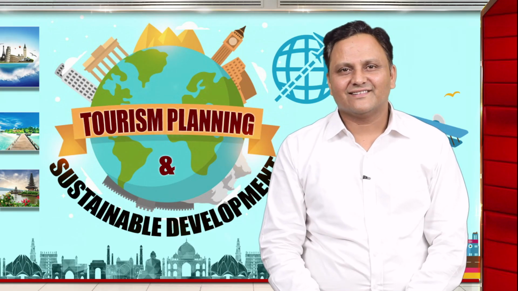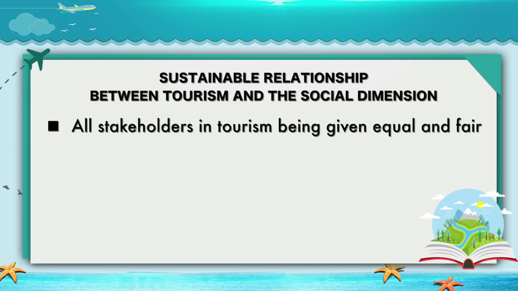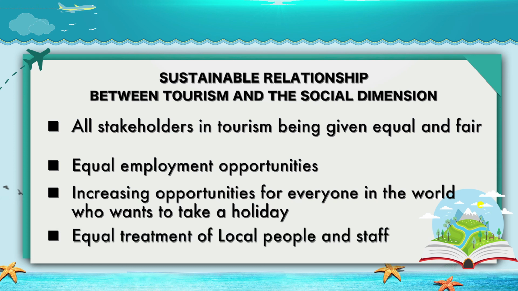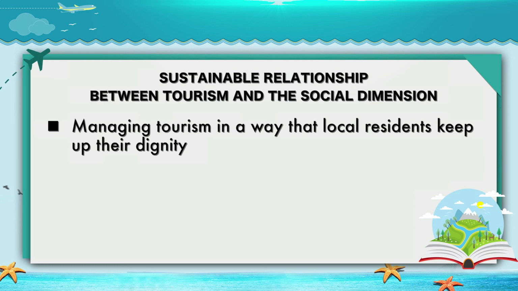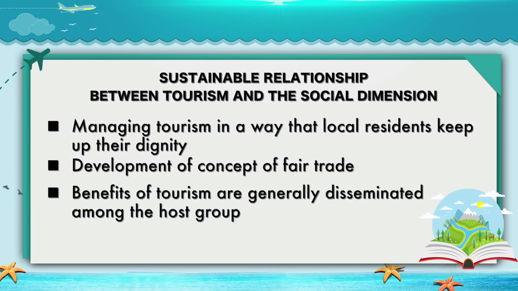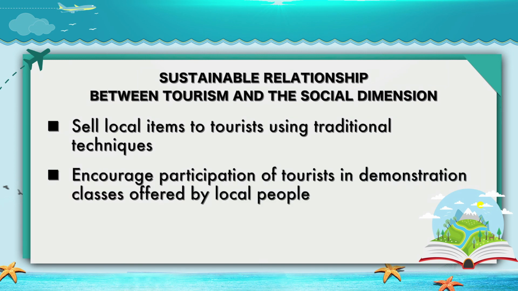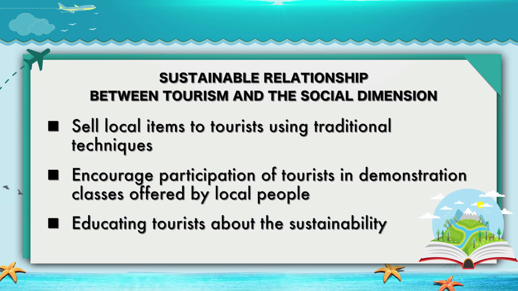Dear learners, let's examine the sustainable relationship between tourism and the social dimension. All stakeholders in tourism are given equal and fair treatment, equal employment opportunities, increasing opportunities for everyone in the world who wants to take a holiday, equal treatment of local people and staff, managing tourism in a way that local residents keep up their dignity, development of the concept of fair trade. Benefits of tourism are generally disseminated among the host group, promote local culture, sell local items to tourists using traditional techniques, encourage participation of tourists in demonstration classes offered by the local people, educating tourists about sustainability.